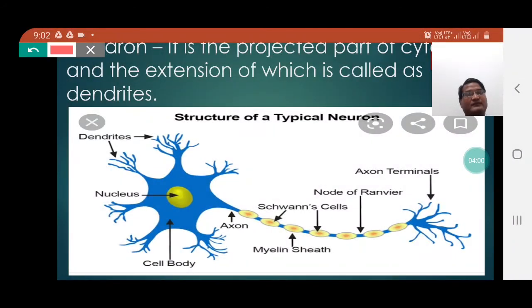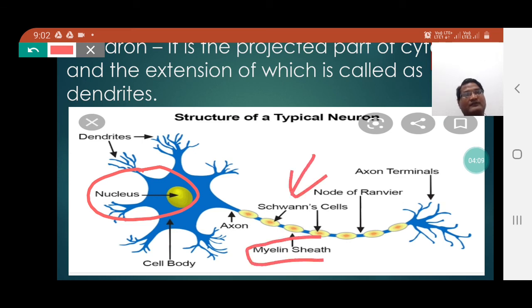Students, in this picture you can also notice the presence of nucleus in the center, Schwann cells, myelin sheath, node of Ranvier which is here, and the axon terminals.